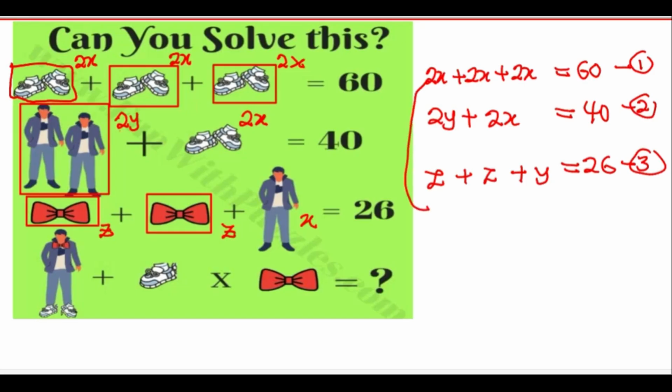So we have 2x plus 2x plus 2x equals 60. That will give us 6x equals 60. Divide both sides by 6, so we get x equals 10.